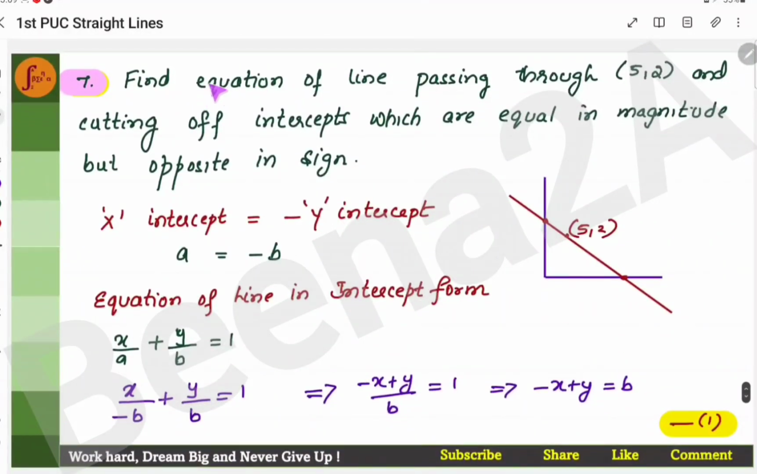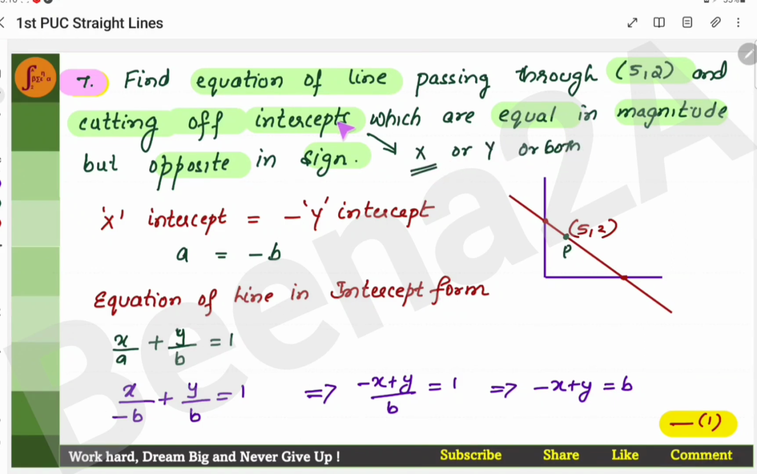7th one, find equation of line passing through, there's one point given, and it is cutting intercepts which are equal in magnitude and opposite in sign. Now, you first draw the diagram so that it becomes clear. Now, there is a line that is passing through one point 5, 2. And cutting off intercepts. Intercepts means what? It's cutting x-axis or y-axis or both, right? Intercept means it's cutting x-axis or y-axis or both. That is what is meant by intercepts.